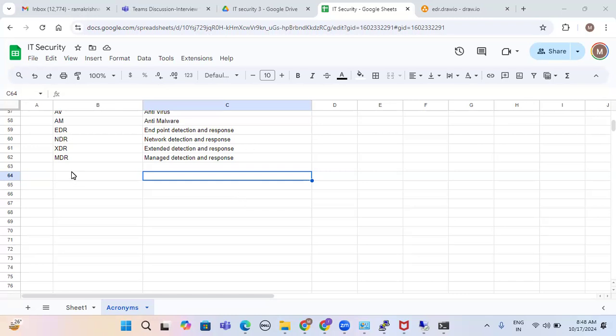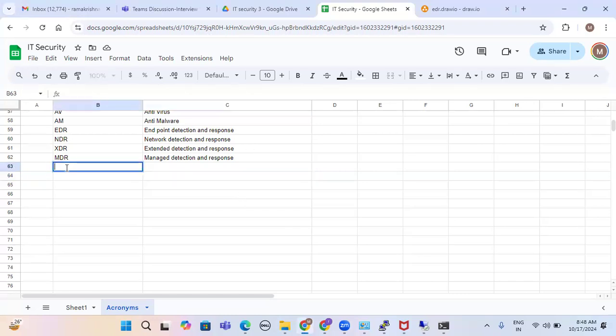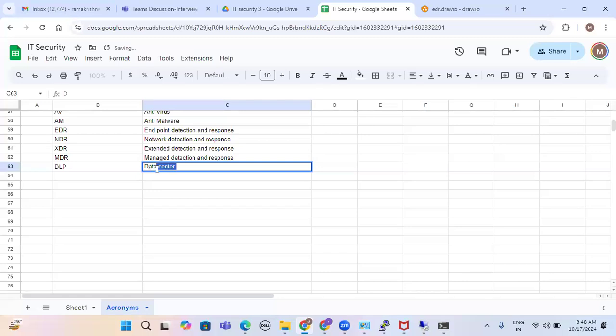Let's see. So next one is DLP. DLP full form is data loss or data leak prevention. Whenever any attacker or maybe internal employee is leaking the data, that is called data breach or data violation or data exfiltration. Now we have to prevent that particular violation or breaching.